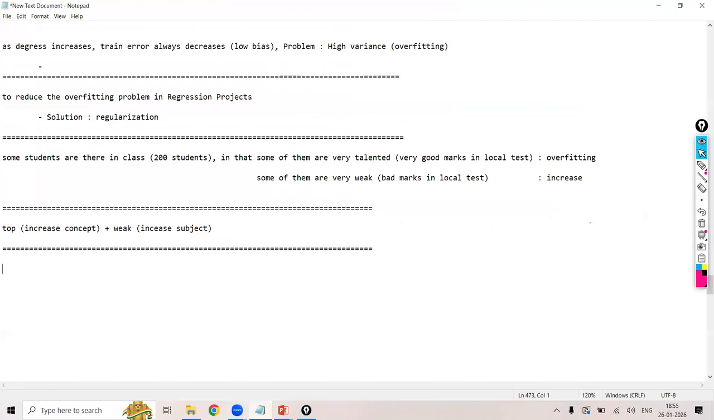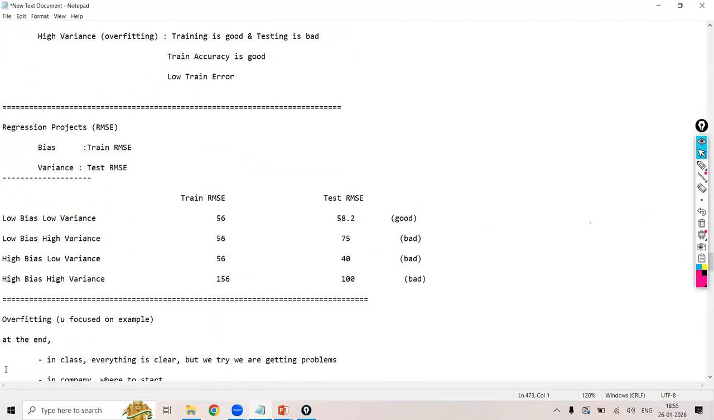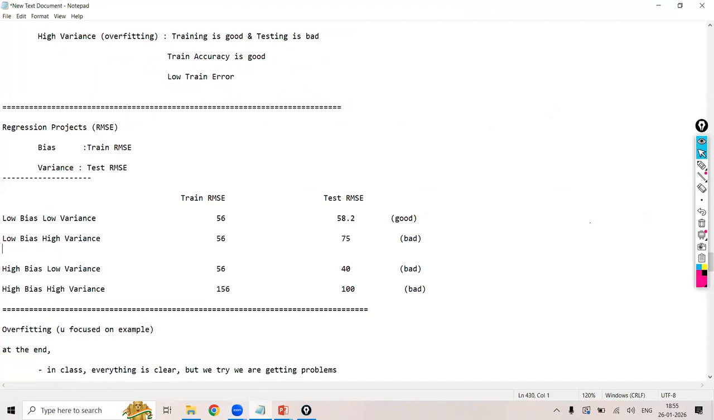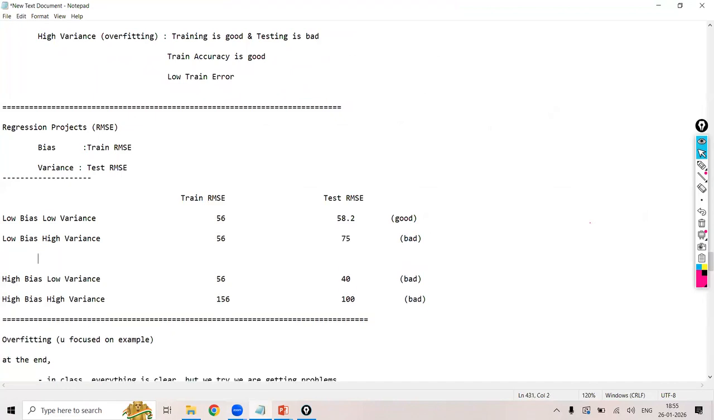Now everyone, can you tell me here? This is an overfitting problem, which we got as high variance. High variance means what? Test RMSE is very high. Now the difference between these two is very high. Now what I'm going to do is, one side I will increase the error.